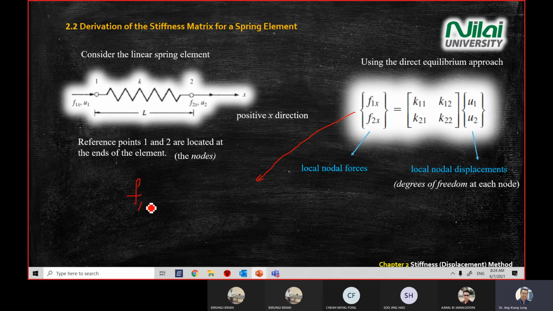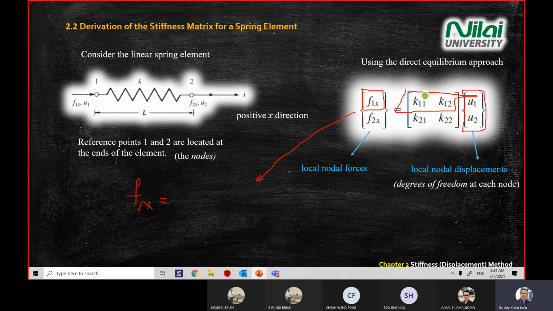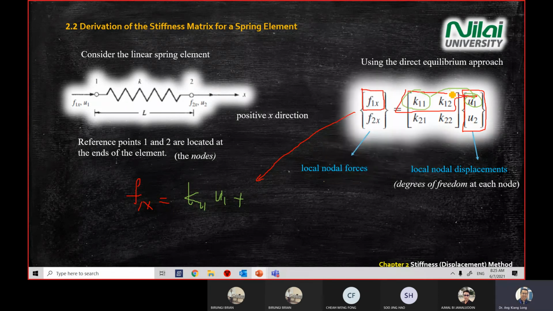We can write f1x equal, meaning this one, equal to this one times this one. Okay, now how do we times? I will change my color. We will take this one times this one. So you will get K11 times U1 plus another one, K12 times this one. Yeah, this is how we use the matrix to build equation, or from equation, how we convert into matrix.